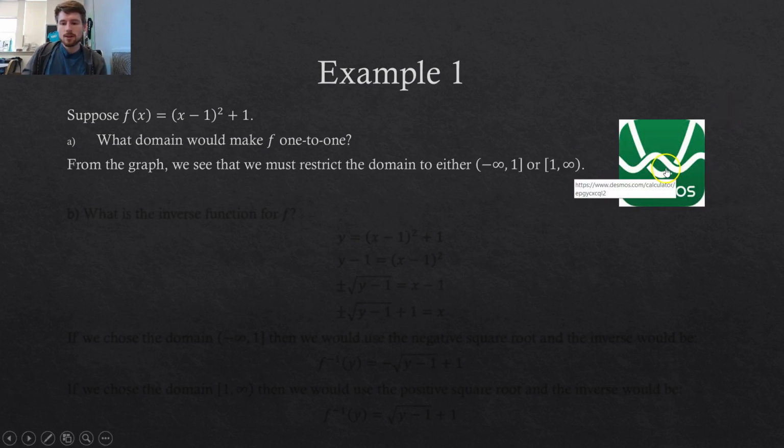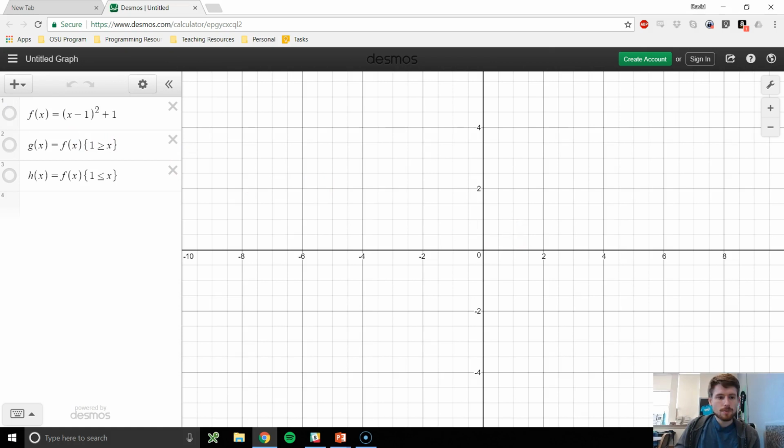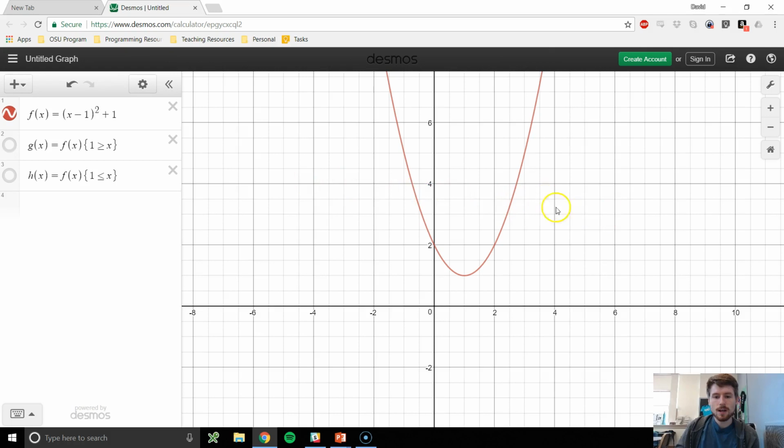So let's go ahead and take a look at the graph. And if we look at the graph for x minus 1 squared plus 1, we can see, yes, it does in fact fail the horizontal line test. So we're going to have to decide how much of this graph we can take. If we start it here at 1, we can go from 1 to the right, or we can go from 1 to the left. And that's kind of our only 2 options, two good options for domains for the inverse function.